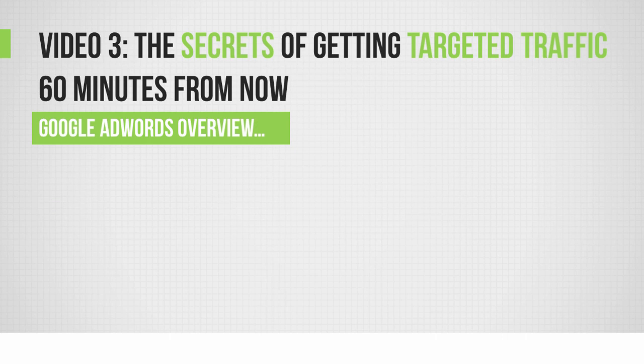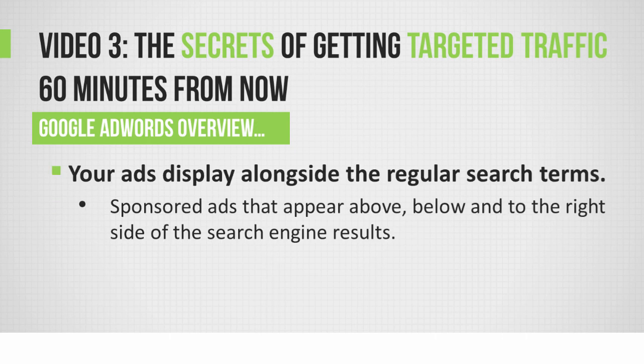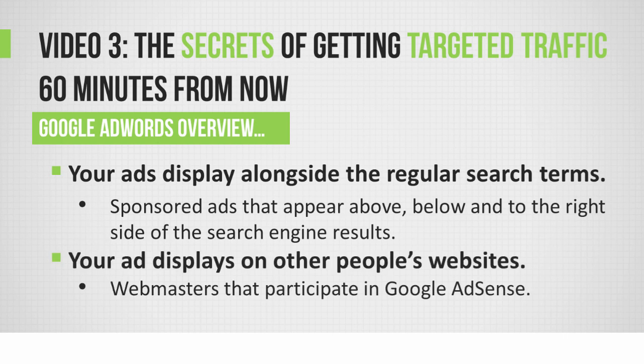First off, your AdWords ad displays in two places. Number one, your ad displays alongside the regular search terms, and these are the sponsored ads that appear above, below, and to the right side of the results page whenever someone Googles something. Number two, you have an option of displaying your ads on other people's websites. This occurs when webmasters take part in the AdSense program, which is where they get paid when someone clicks on your ad on their site. If you agree to this option, your ads are going to appear across the content network on web pages that are related to your search terms.